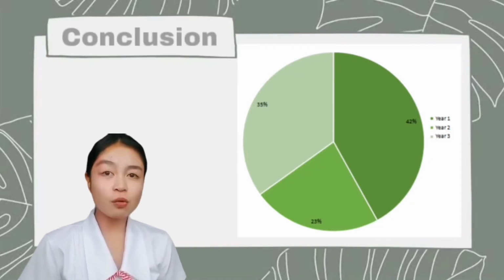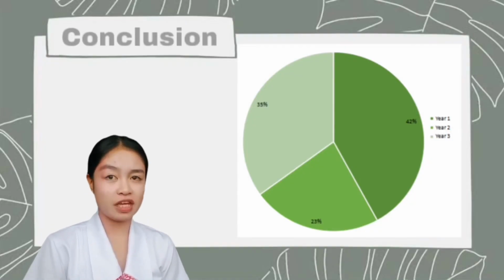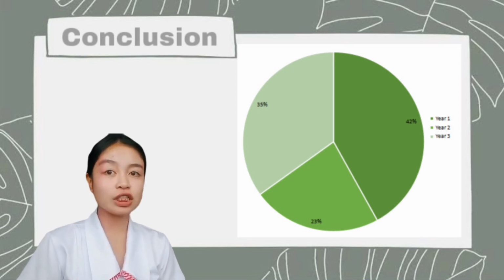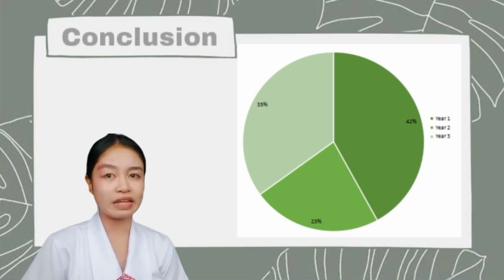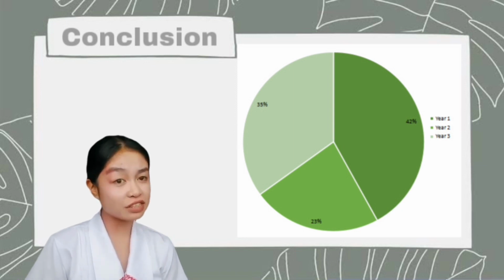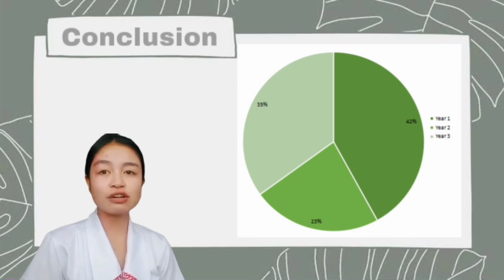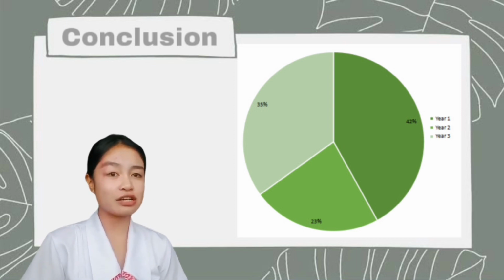Therefore, Year 1 has students of 750, which is equal to 42%. Year 2 has students of 420, which is equal to 23%. And Year 3 has students of 630, which is equal to 35%. So in conclusion, circle graphs are a visual representation of data. They are used to show the relationships between a whole and its parts. So that is what a circle graph is all about and how to solve them.